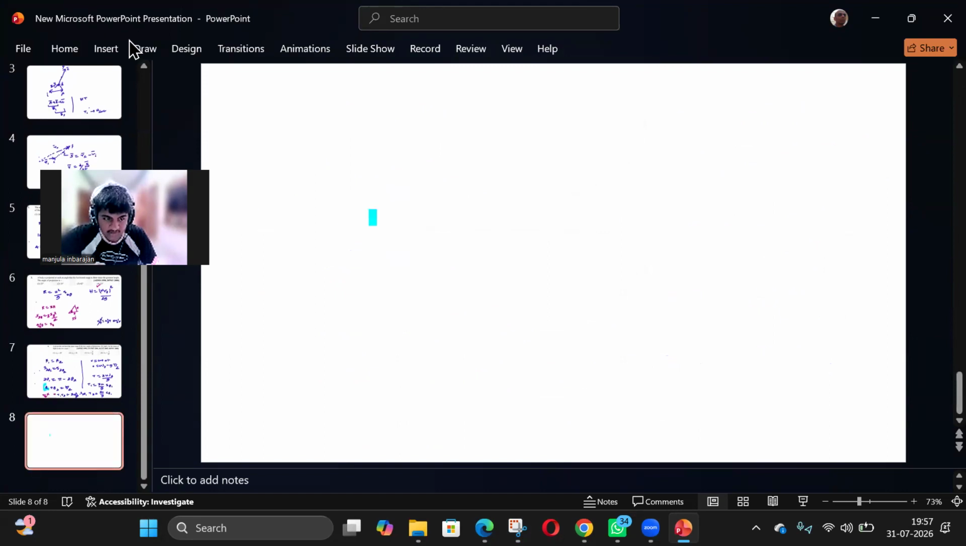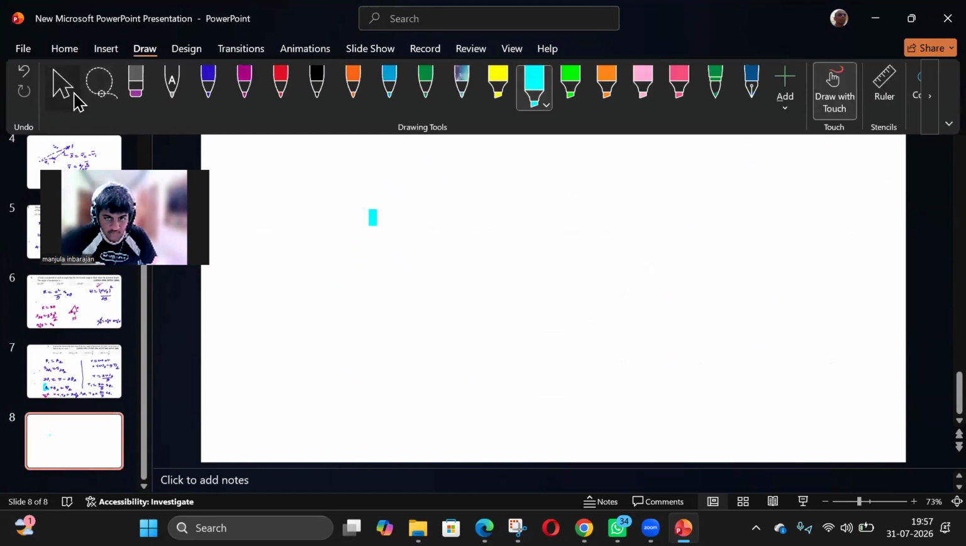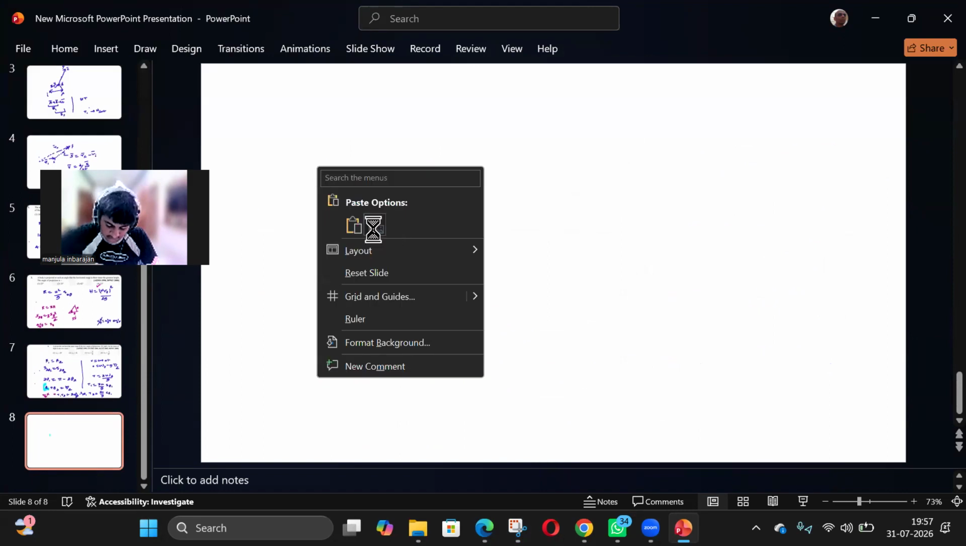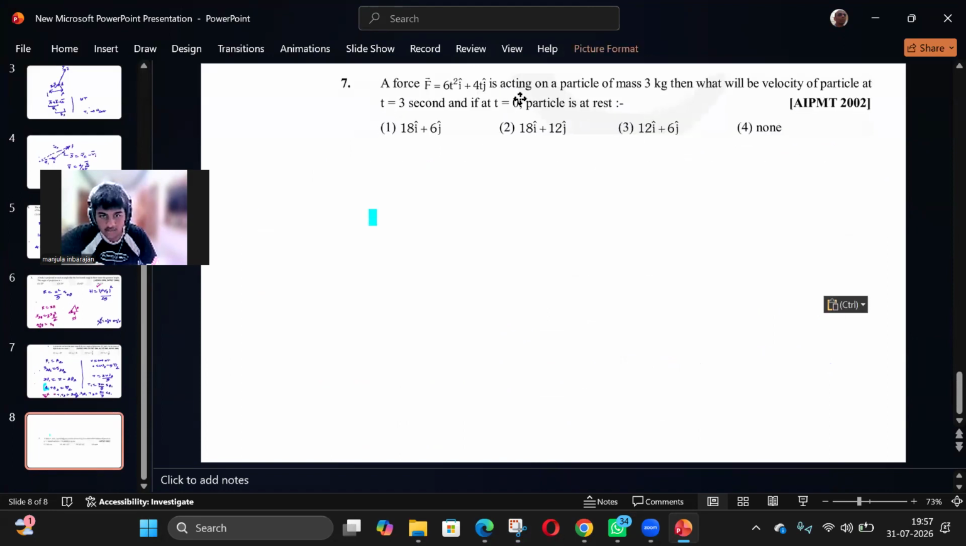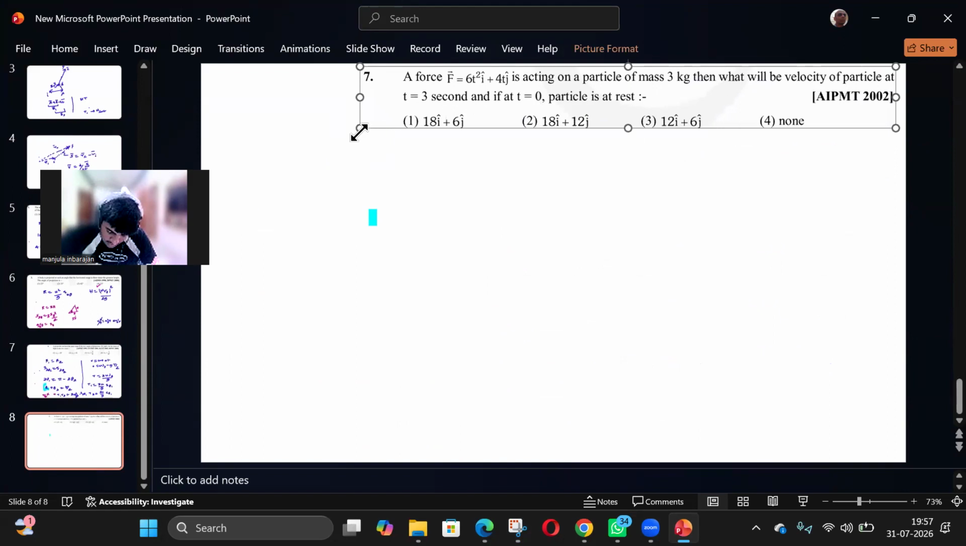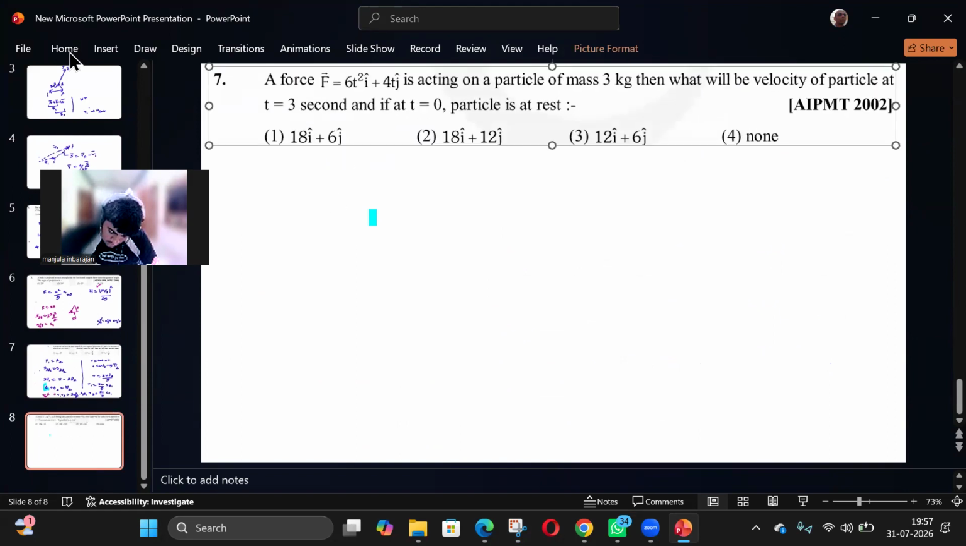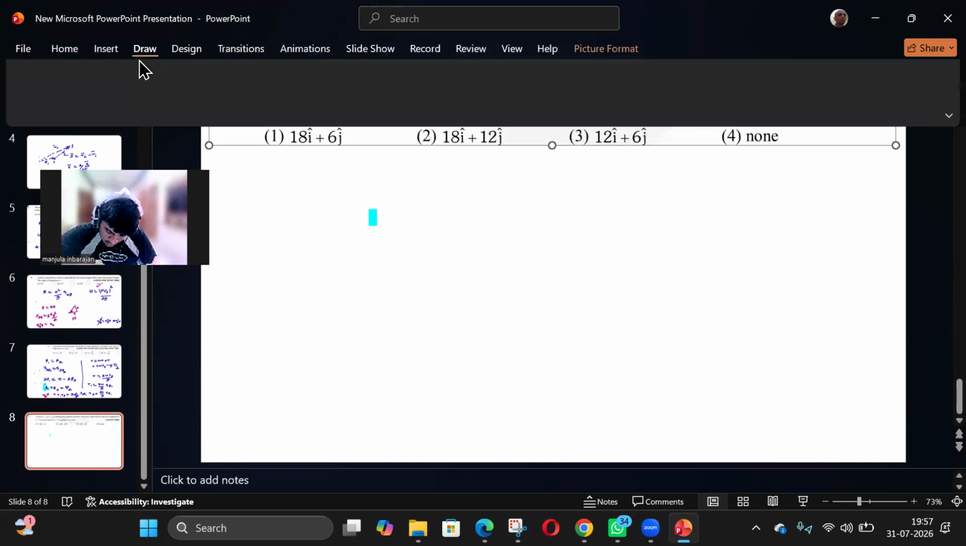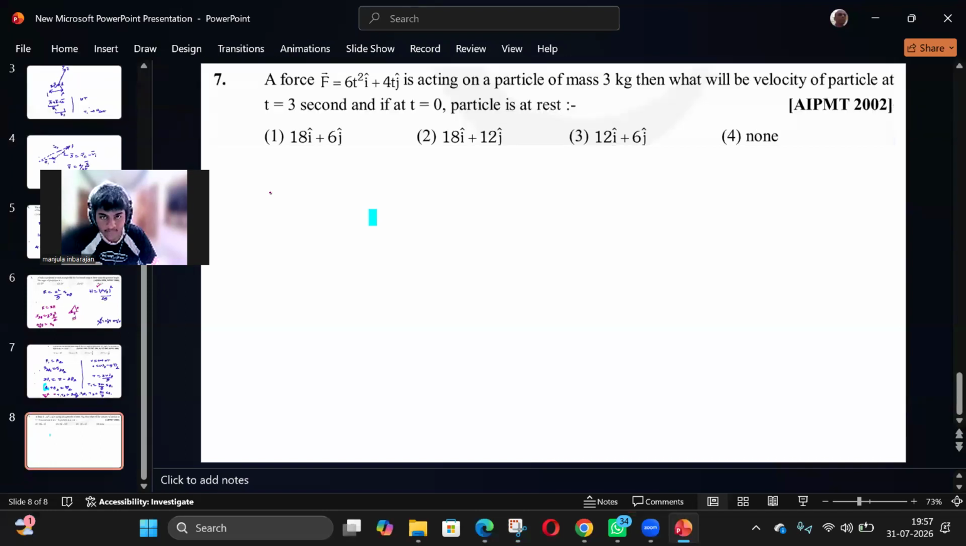What is the mass again, sir? 3 kg, right? Yeah, 3 kg mass. Acceleration is force by mass by Newton's second law. So that is 2t square.